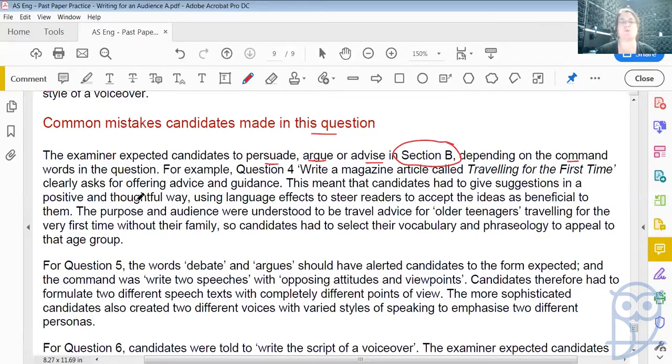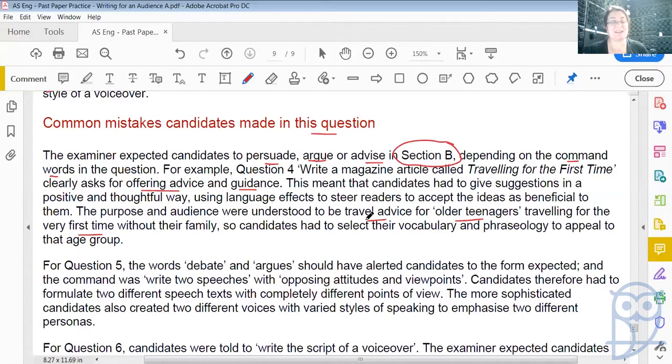Depending on the command words, on the instructions in the question. For example, question 4, write a magazine article called Traveling for the First Time, clearly asks for offering advice and guidance. We saw that in the question. This meant that candidates had to give suggestions in a positive and thoughtful way, using language effects to steer readers to accept the ideas as beneficial to them. The purpose and audience were understood to be travel advice for older teenagers traveling for the very first time without their family.